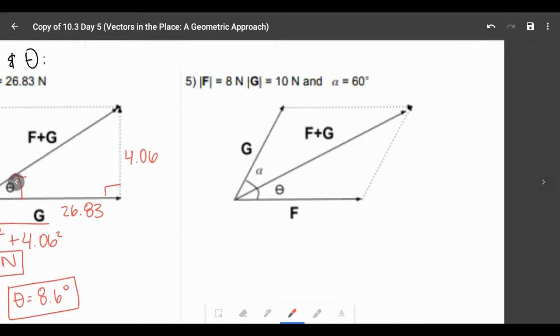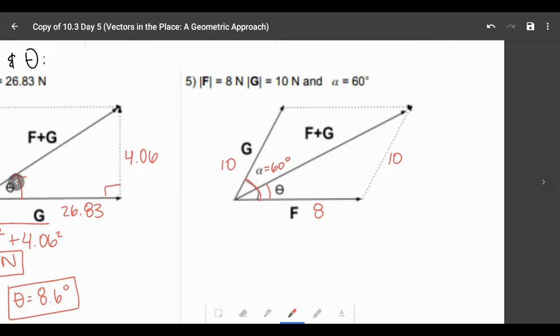For a problem like number 5, it is telling me that the magnitude of F is 8 newtons and the magnitude of G is 10 newtons. So I'm going to go ahead and reflect that 10 over on the right. It is also telling me alpha. Now be careful. Alpha is this big angle between G and F. That is 60 degrees. So again, like number 4, we are going to find the magnitude of F plus G, plus we are going to find theta, which is just the angle between F and F plus G.